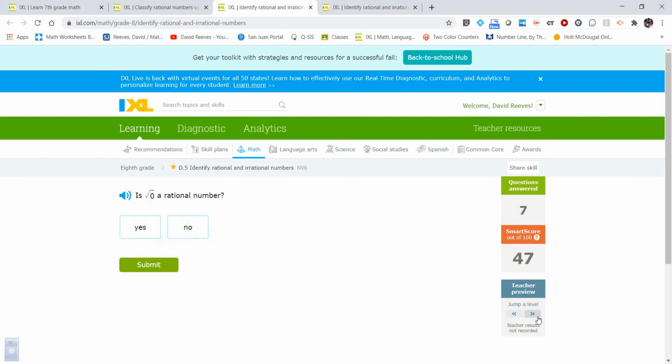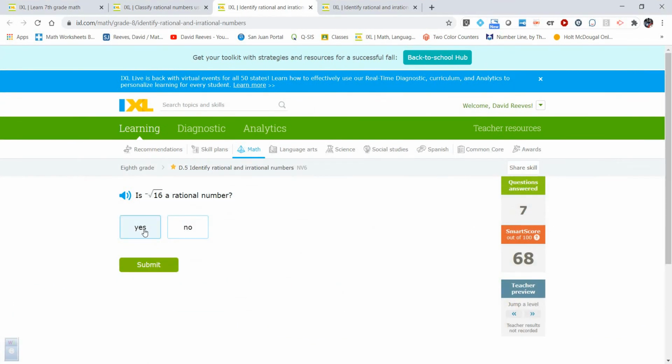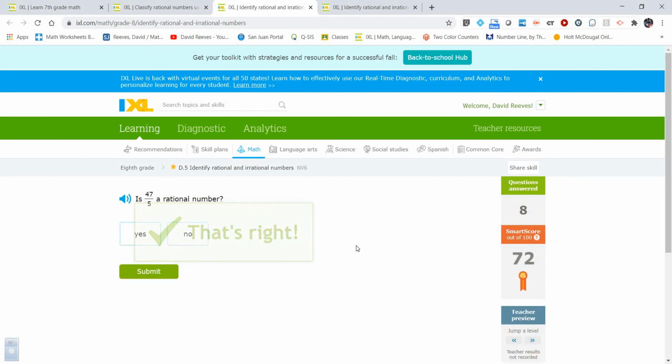All right, let's skip up to the next level, see what they got for us, okay? Is -6 square root of 16 a rational number? Well, the square root of 16 is 4, right? So negative square root of 16 would be -4. And guess what that is? That is an integer. Therefore, it is rational. Yes, it is. All right. Is 47/5 rational? Is it a fraction? Yes. That makes it automatically rational.